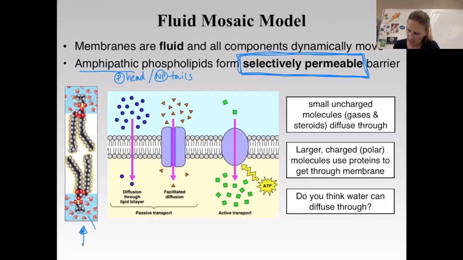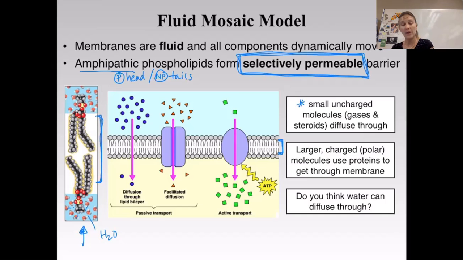Remember, those heads are interacting with the water through what? How are they interacting with the water? Well, they're interacting through hydrogen bonds. Great. And then these nonpolar tails form a barrier. I always think of the nonpolar tails here as being the blockade. Nothing's getting through unless you are a small, uncharged molecule.